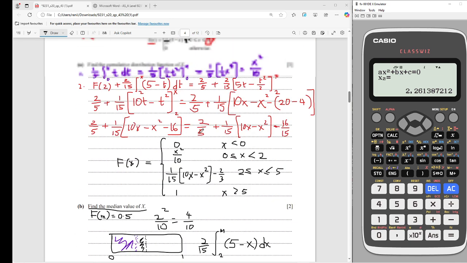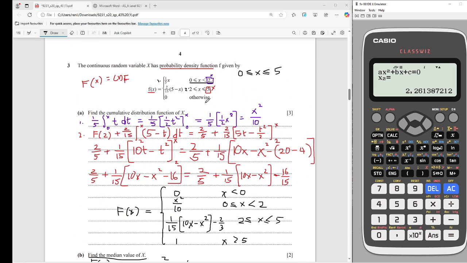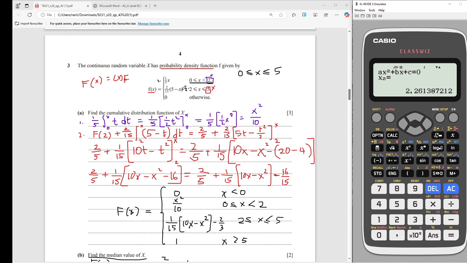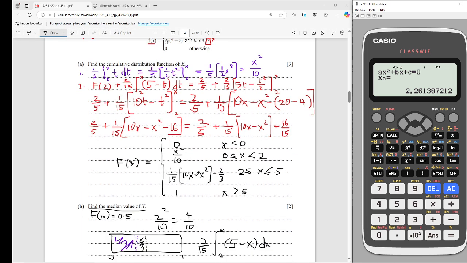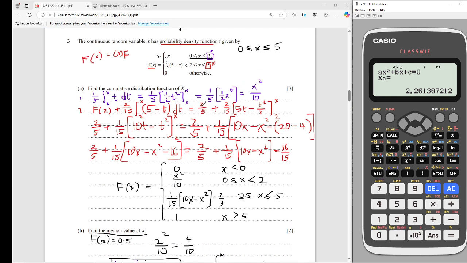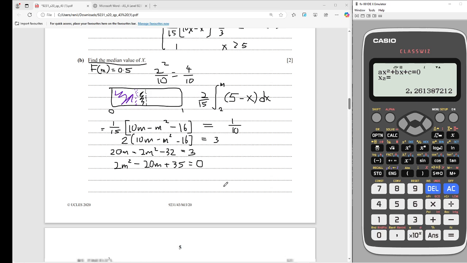And in this case, the range is between 0 to 5. But we narrowed it down that m can only take up a value from 2 to 5, because when we plugged in the value of 2, it only covered 4 by 10. So we know that the m value is between 2 to 5. This value satisfies it, 10 minus root 30. However, the value right above us, 7.74, does not come in that range. So we take in 2.26.